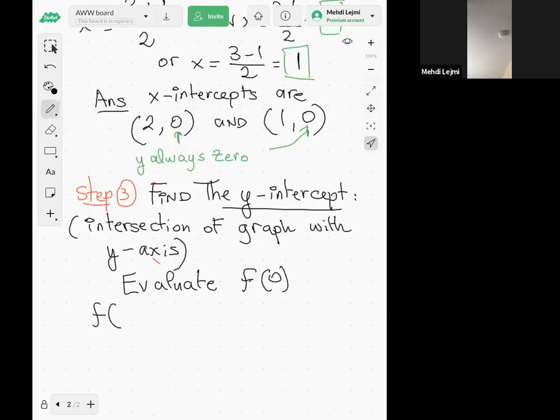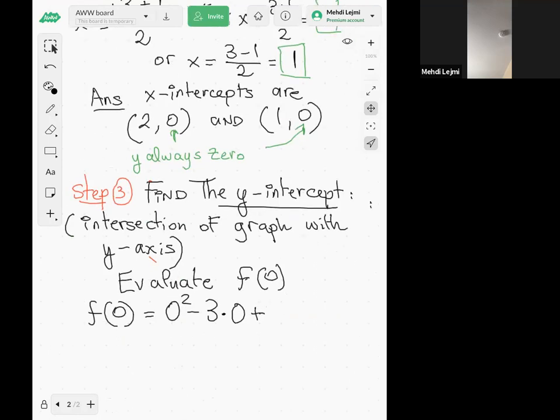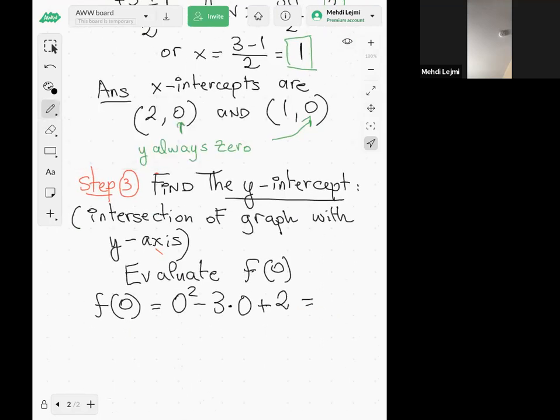So f of 0 would be 0 squared minus 3 times 0, and then plus 2, if I'm not mistaken. Yes, plus 2. All right, so f of 0 is actually positive 2. Okay, so then the answer, the y-intercept, again, use the point notation, so it's 0, 2. The x is always 0 in the y-intercept.